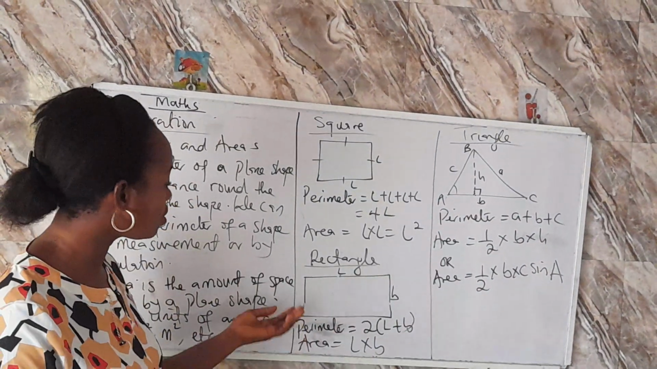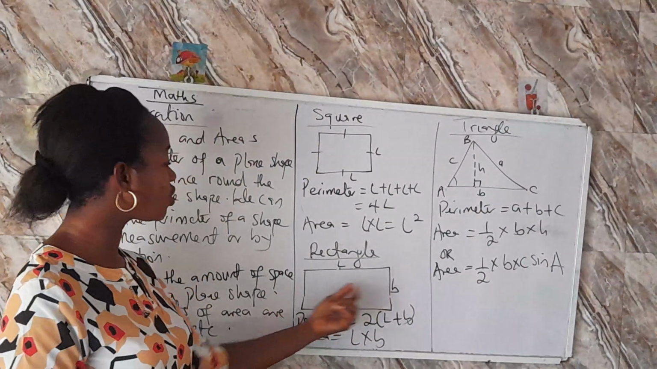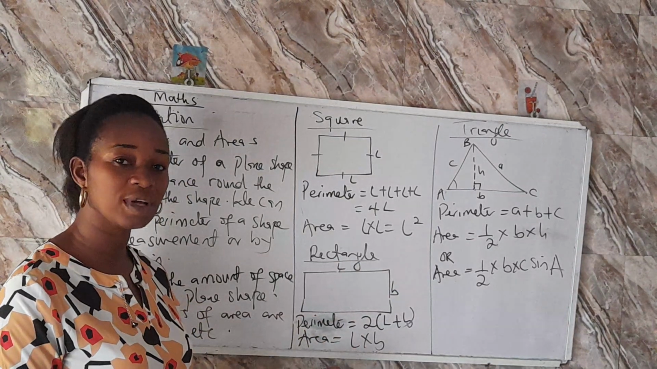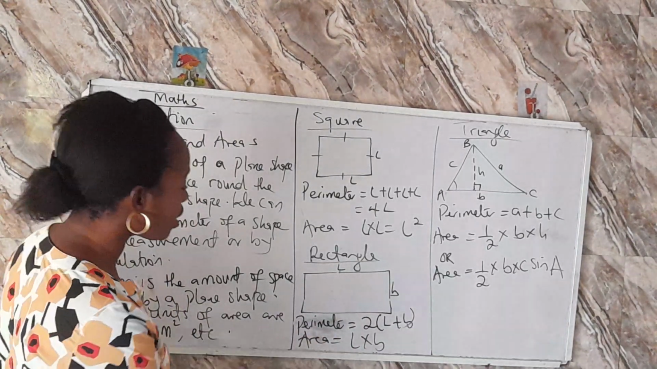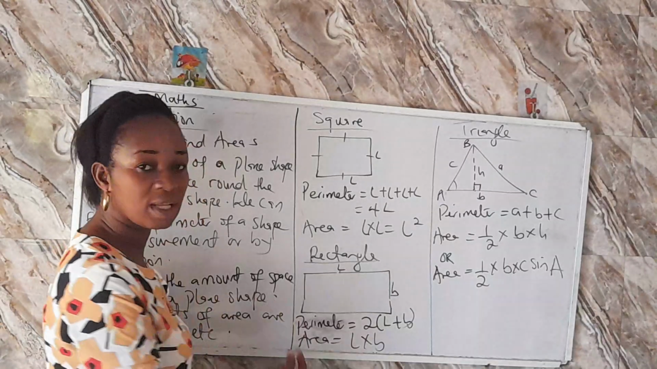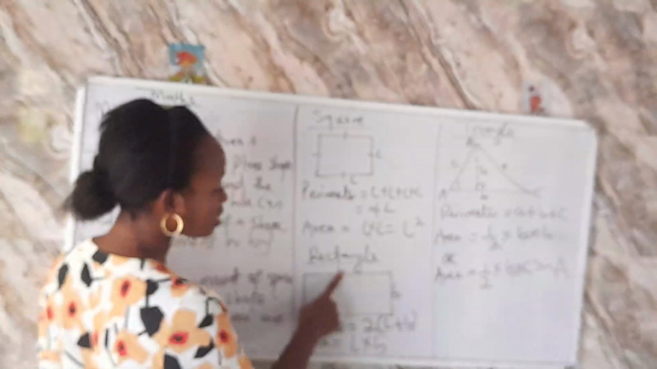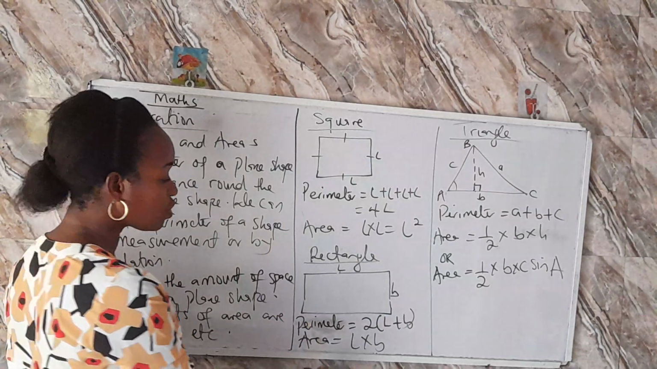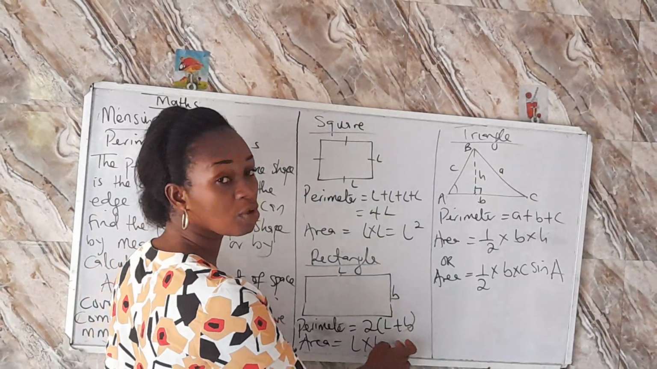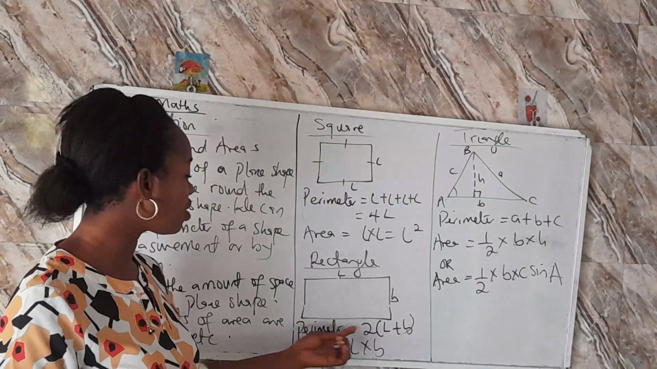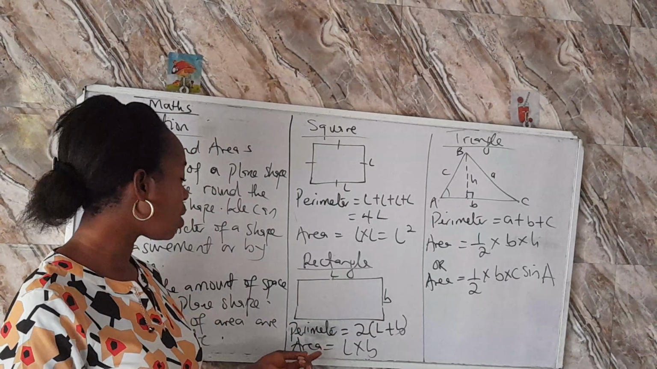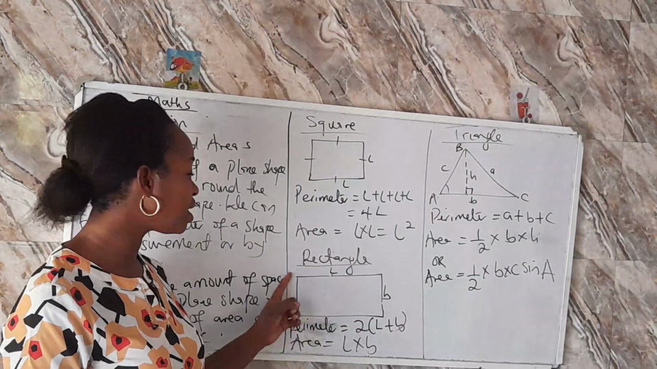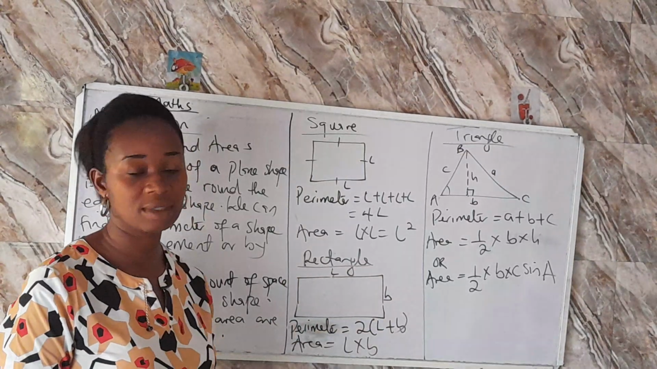Now for rectangle, we have rectangle. In a rectangle, opposite sides are equal. Yes, so the perimeter will be adding the four sides together, which will be length plus breadth plus length plus breadth, which will give us 2 times length plus breadth. So the perimeter of the rectangle is this. Now what about the area? The area will be the length times breadth.